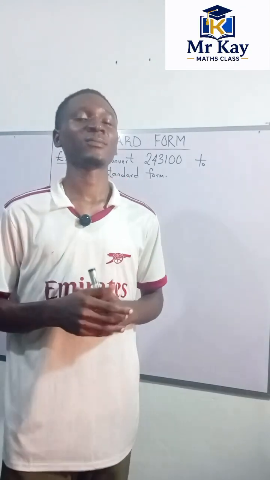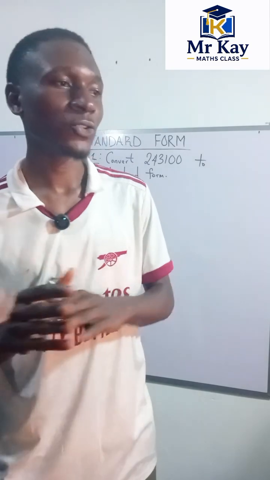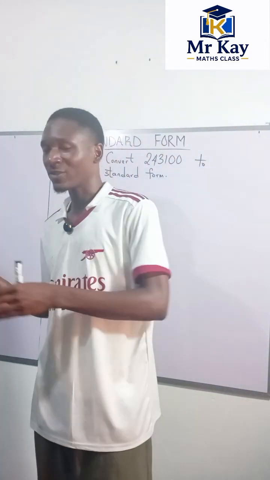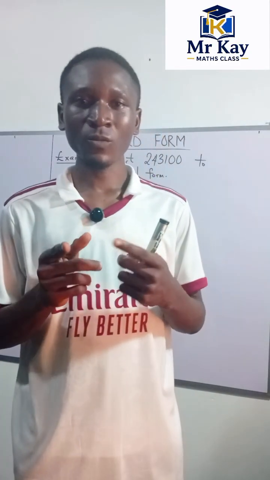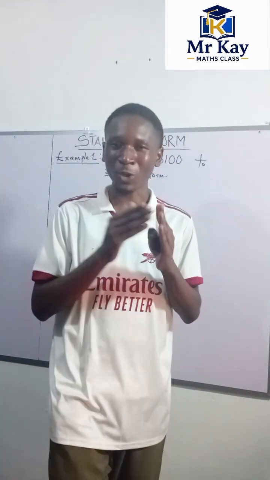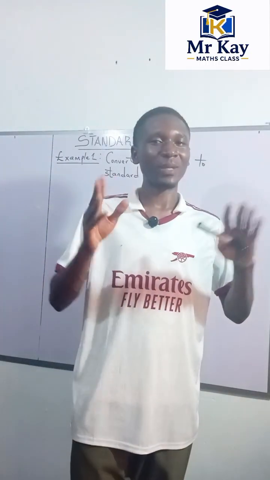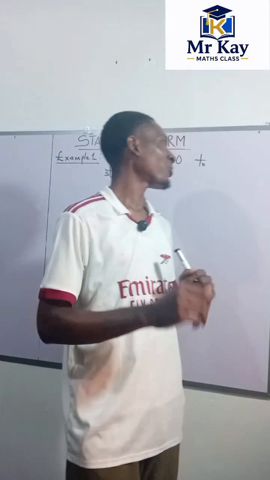The first thing is that when you are converting those huge numbers to standard form, or those small numbers to standard form, what do we do with the multiples of 10? We make sure that we multiply a number by a multiple of 10. We will look for a number that we can multiply it by to get that number. You might be confused what I'm talking about.